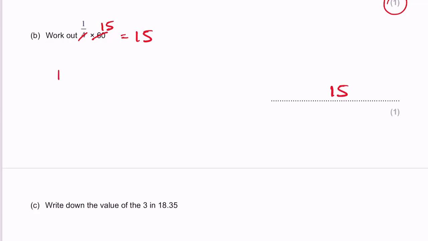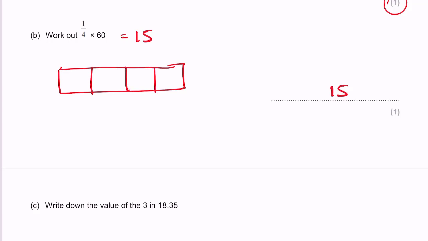Another way of doing this is by drawing a bar, and the fraction is split into 4 parts because the denominator is 4, so let's split that into 4 parts. Now 60 divided by 4 is 15, so each part is worth 15, so that's 15. This is 30, this is 45, this is 60, and we'll need only one part out of the 4. So we need one part, which is the first part, which is going to be 15.